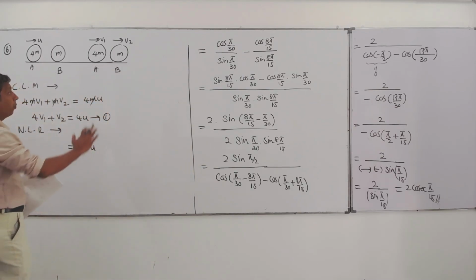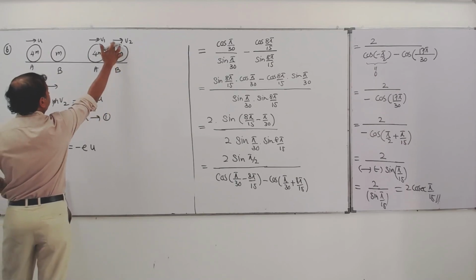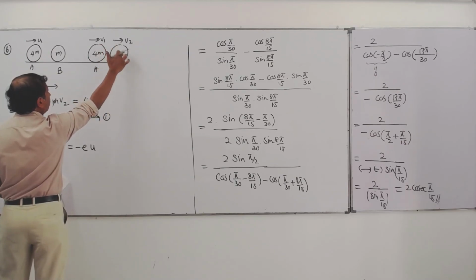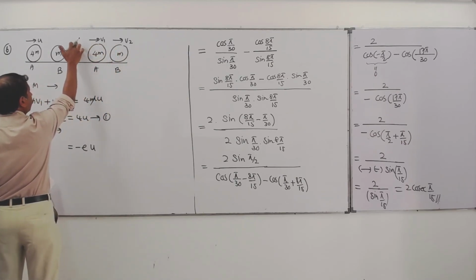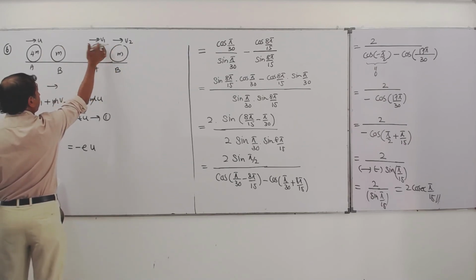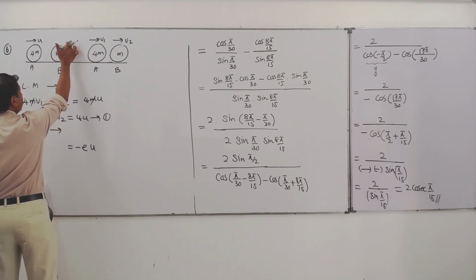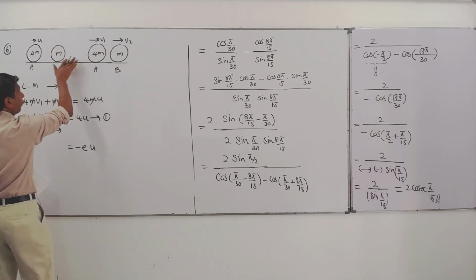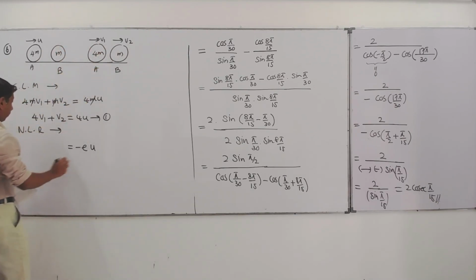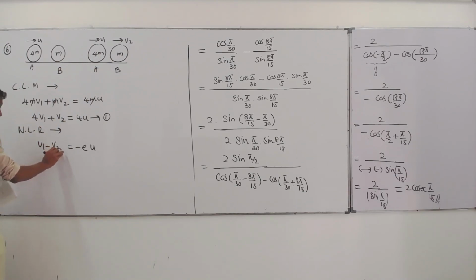That means we have to stop B. Apply leftward v2 on B and on A. Then B is at rest, A will have rightward velocity v1 and the applied velocity v2 leftward. Then the resultant velocity of A rightward is going to be v1 minus v2. Number 2.